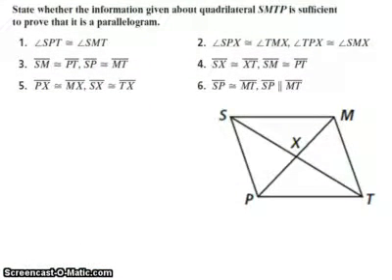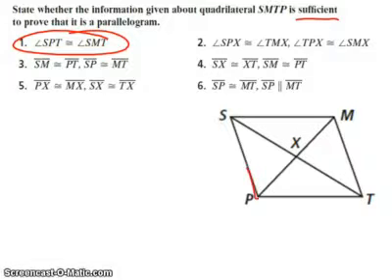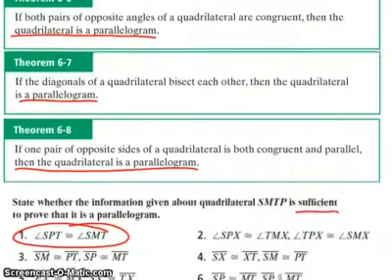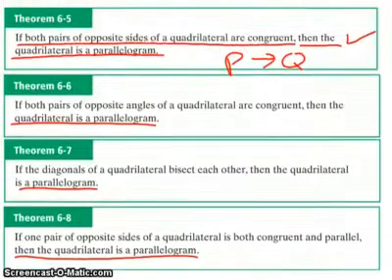So, sufficient, there's that word. Is this statement sufficient to prove that it's a parallelogram? SPT, so this big angle, being congruent to SMT. Is that sufficient? Is there a theorem that says if opposite angles are congruent? Here it says if both pairs of opposite angles are congruent, then it's a parallelogram.